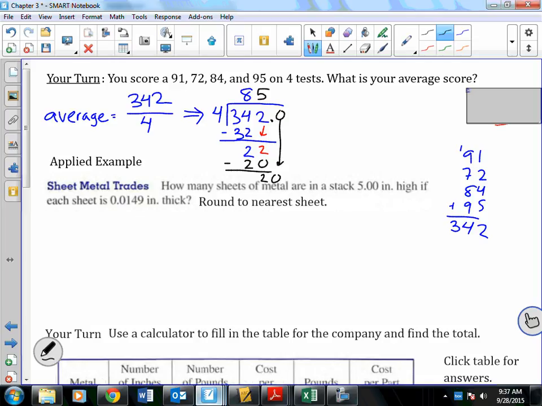4 goes into 20 5 times, and I know there was a decimal point right here, so 4 goes in there 5 times. 4 times 5 is 20. I get a remainder of 0, so my average test score is going to be an 85.5.